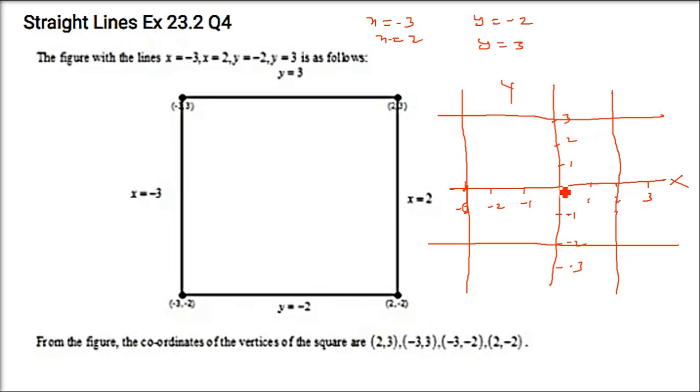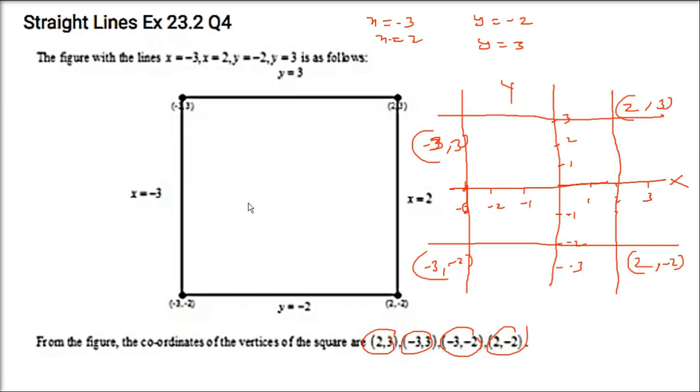Now what will be the coordinates? From here, x is 2 and y is 3, so 2 comma 3. Here x is 2 and y is minus 2. And here x is minus 3, y is minus 2, so minus 3, minus 2. And here x is minus 3 and y is 3, so minus 3, 3. Right? So you get these four as the coordinates of the vertices.